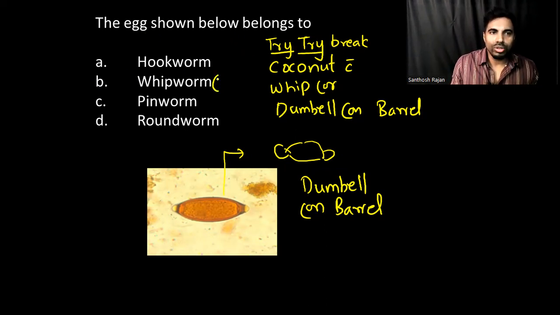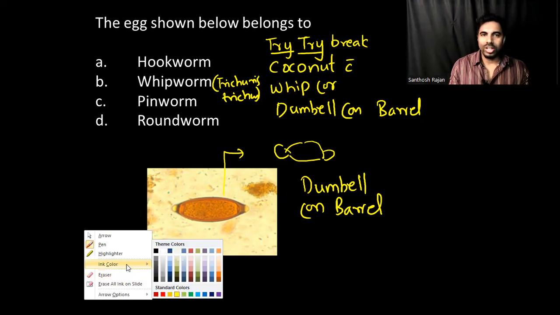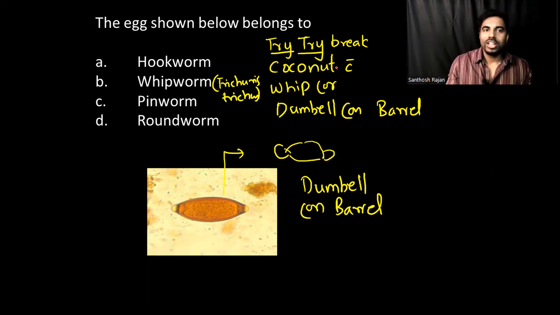So the whipworm's other name is Trichuris trichiura. Okay, whipworm. You got it? Whipworm, Trichuris trichiura. So it's a coconut Q because there is something I want to stress, there is one sign called coconut shell rectum. It's characteristic for Trichuris trichiura.